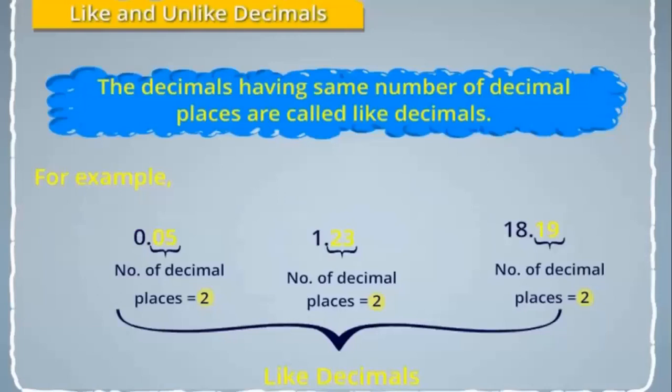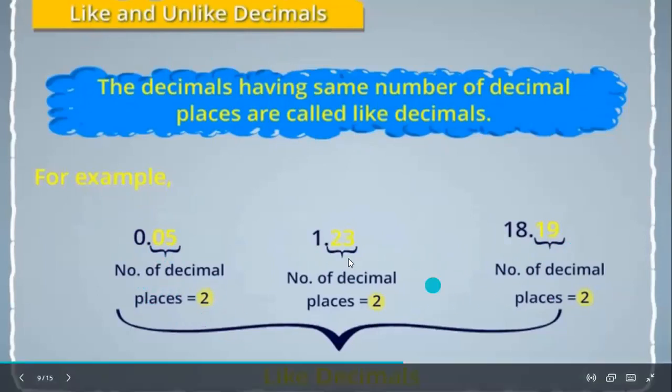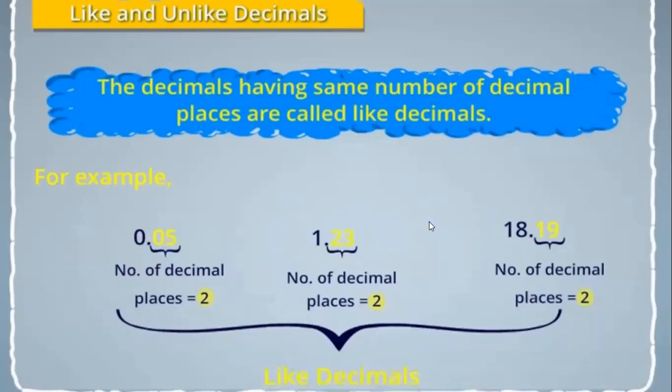So what are like decimals? Decimals having the same number of decimal places are called like decimals. For example, 0.05, 1.23, 18.19. All these numbers have the same number of digits after the decimal point. We have only two places, right? So the decimal parts are the same, two numbers each. So the number of decimal places is 2, 2, 2. So these are called like decimals.